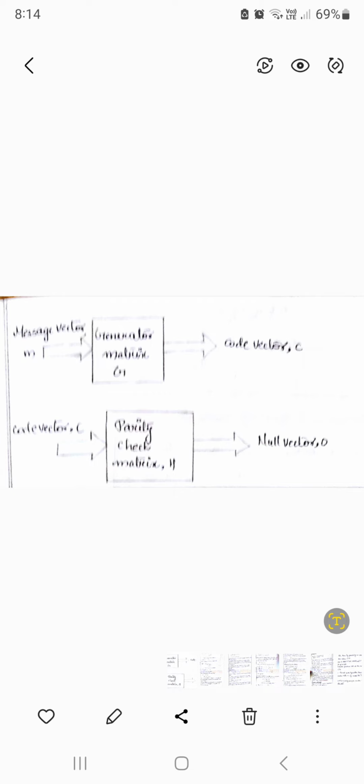Okay, so that's all about today's class. We have discussed what is a linear block code, what is the parity check equation, what is the generator matrix, what is the equation for the code vector, and what is the equation for the parity matrix, that is B is equal to mP. So that's all about today's class. Thank you.